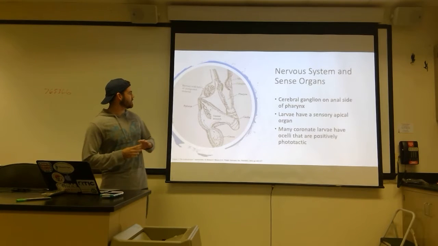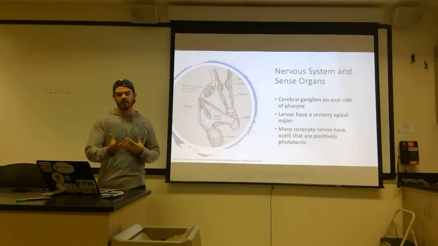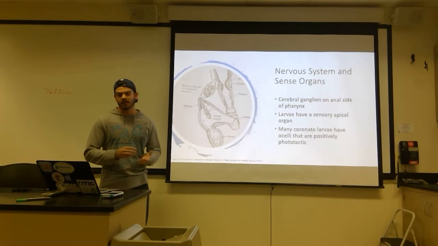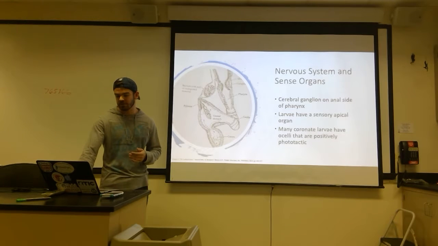All they have is a central ganglion up here next to the mouth, and then they have a large oral ring that goes around their mouth to spread out to the rest of the body. Sensory is mostly tactile sensors on their tentacles, used in their feeding and used to expel waste.